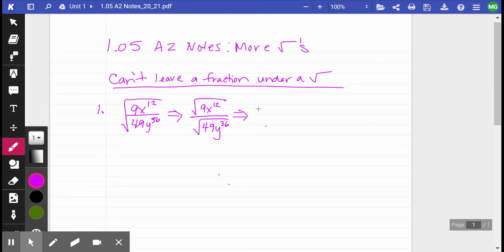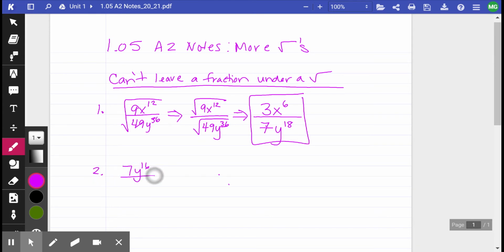So 12 is an even number. It's divisible by 2. So to find the square root of an exponent, you just divide it by 2. So we would take 3x to the 6th. The bottom, 49 is a perfect square, and again, we have an even exponent of 36. So the square root of 49 is 7, and divide 36 by 2, which gives us 18. And then just double check that you can't reduce anything. So 3 over 7 can't be reduced, x and y can't be reduced. So we're done with number 1.